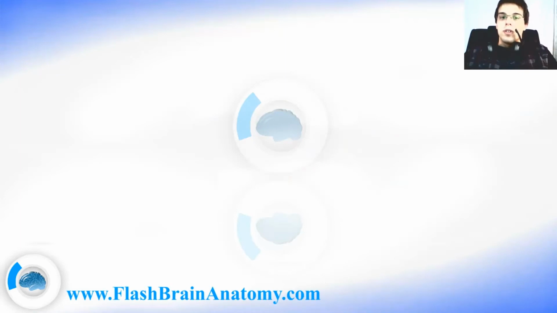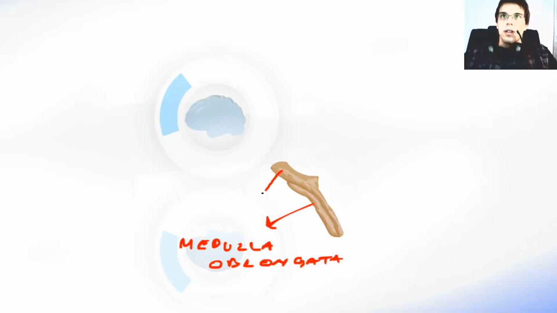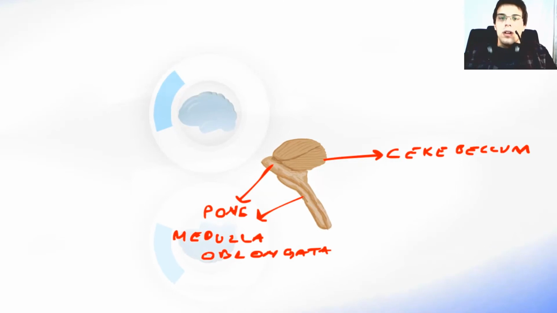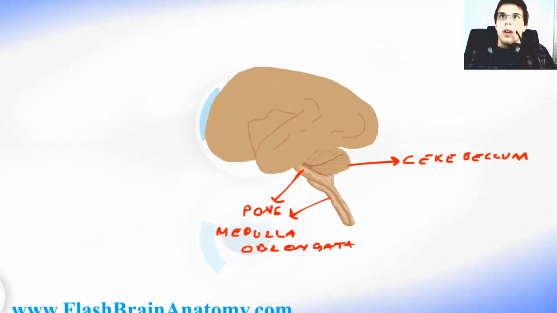And now I will illustrate the brain of embryo in 6 months. You can pretty much see its end shape, the final shape. First we had the medulla oblongata. This is the medulla oblongata. And this is the pons. Then the cerebellum. And then we had the telencephalon.